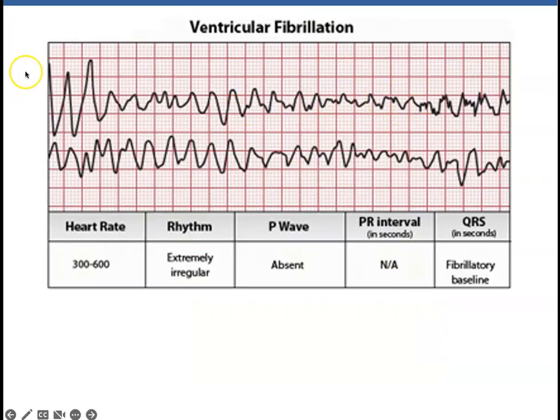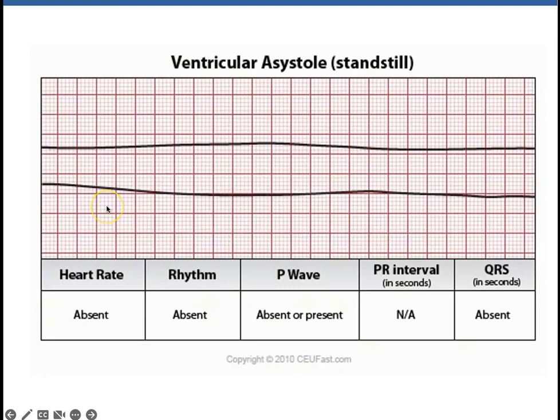And then this is just another example of what VFib looks like. So here probably the person was doing okay, and then all of a sudden they just went into fibrillation. And so what's happening here is the heart rate is going super, super fast. Like there's no organized rhythm whatsoever. And there's no P wave, there's no real QRS, it's just a mess. So extremely irregular.